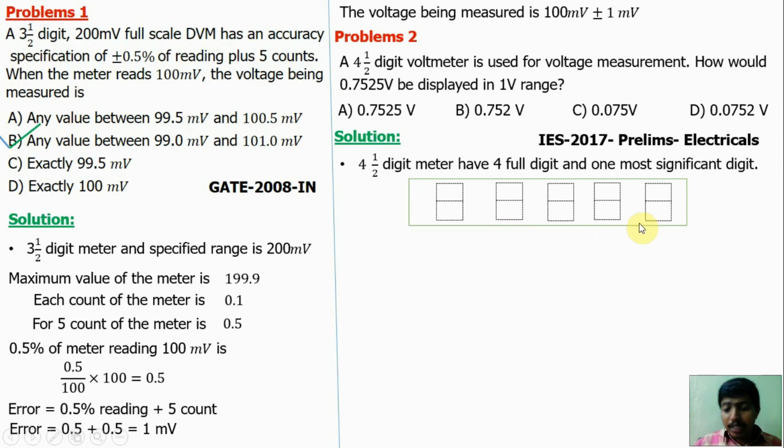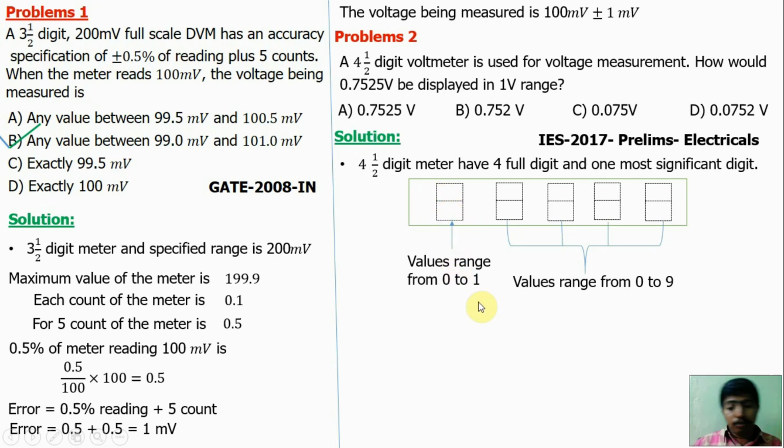Here each full digit ranges from 0 to 9. The most significant digit's possible values are 0 and 1. The maximum of this digit is 1. If the input is 0.7525 volt, on the 1 volt range the decimal point will be here. So it will be displayed as 0.7525 volt. Here the maximum value of each full digit is 9, and the half digit is 0 or 1. If the value is 0.7525 volt, the display will be 0.7525. So option A is correct.